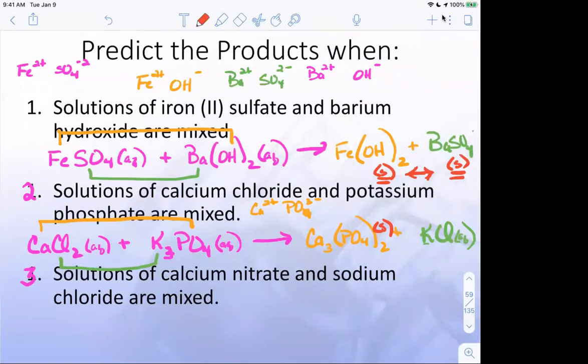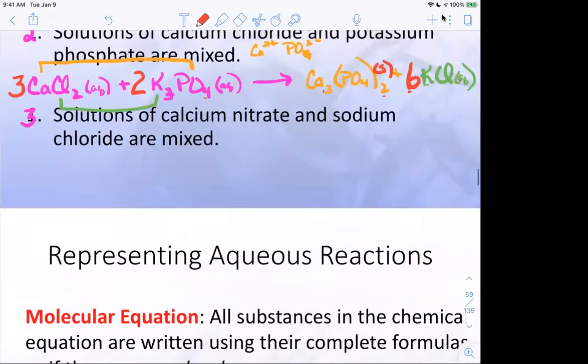Now, is this balanced? No. I have to think about balancing it. Let's start with the calcium. I'm going to need 3 calciums, which means I have 3 there, which means I have 6 chlorides, so I put 6 there. And I have 2 phosphates. So if I put a 2 here, that gives me 6 potassiums, which is here. So 3 calciums, 6 chlorides, 6 potassiums, 2 phosphates. This would be the balanced reaction. This is what I'm going to write in my predicted products.